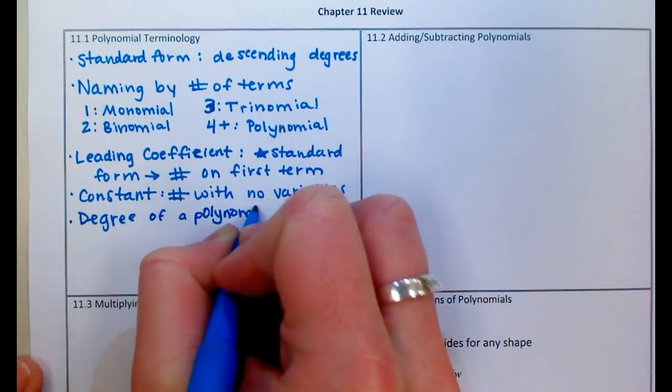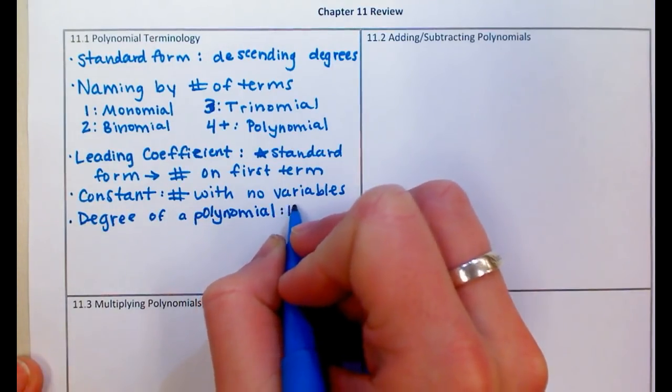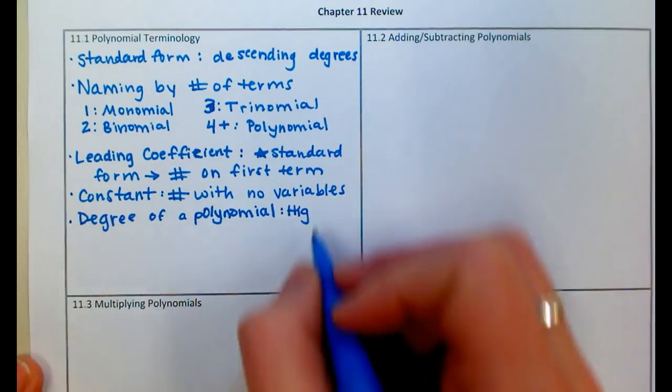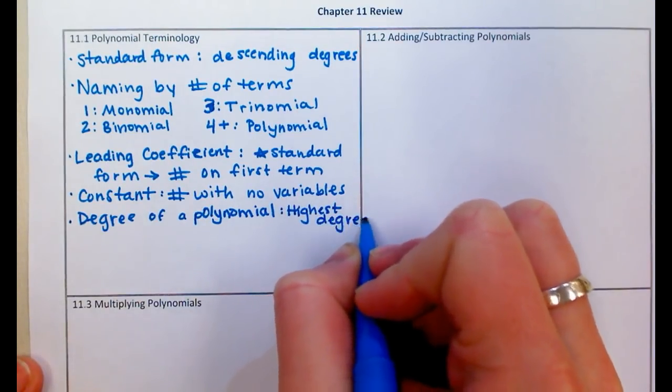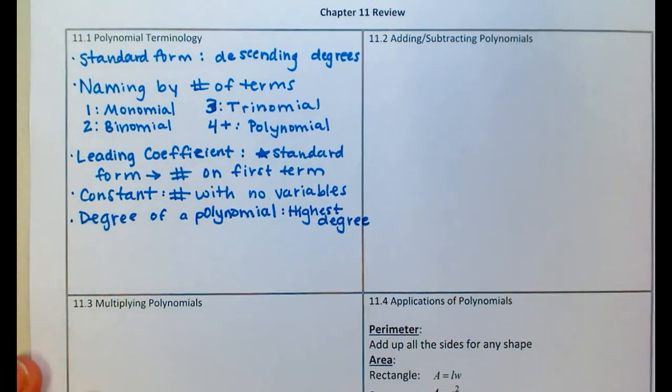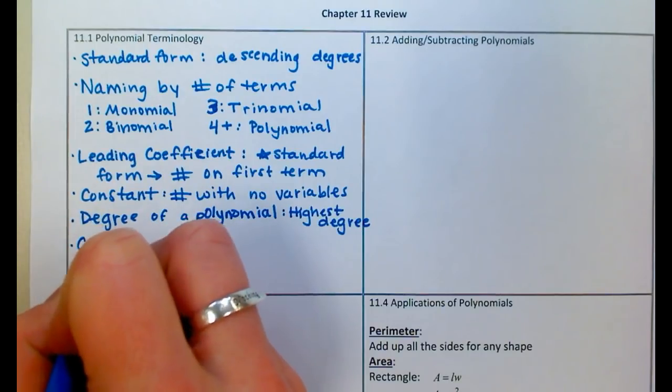Now when we determine the degree of a polynomial, it is always the highest degree. After you figure out the degree of all the terms, when you get them in standard form, you pick off the highest degree, and this will tell you the degree of the polynomial. Once we decided the degree of the polynomial, we classified these.